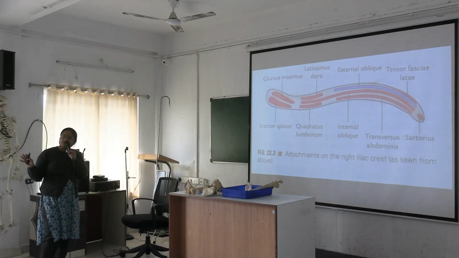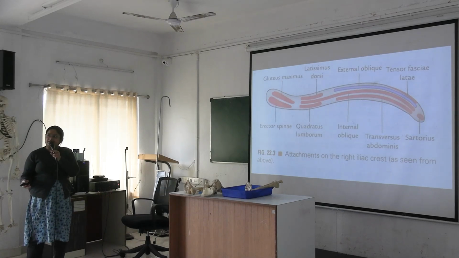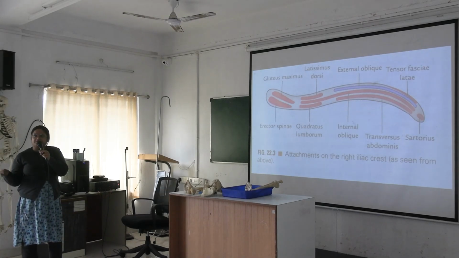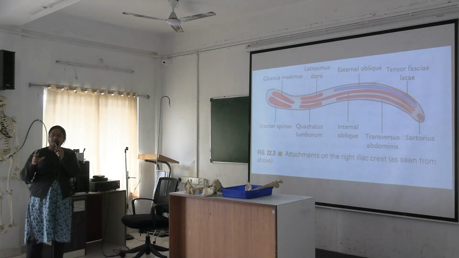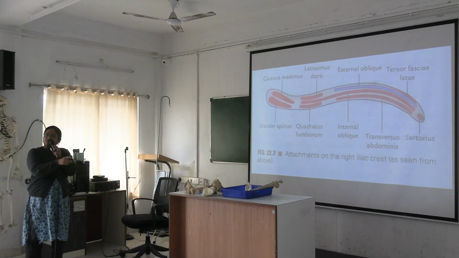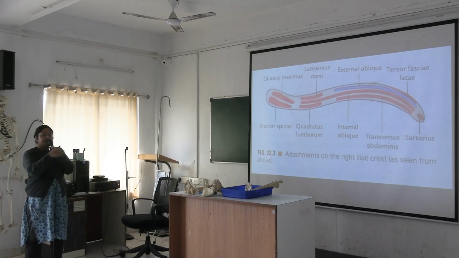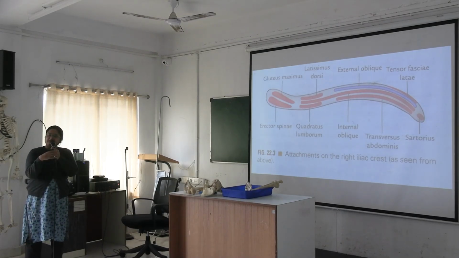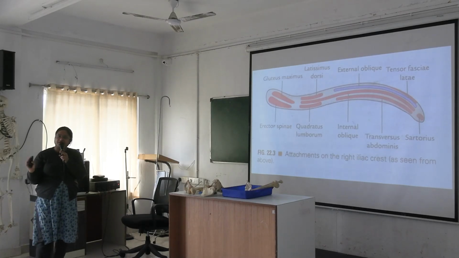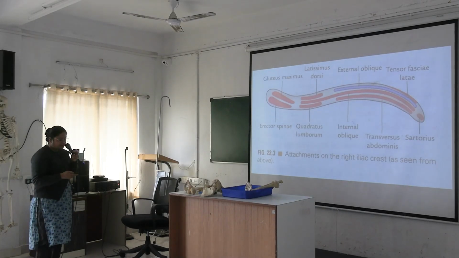So this is the attachment of the iliac crest. This is very frequently asked in your viva. Tell me the attachment of the iliac crest. You describe it as anterior 2/3 and posterior 1/3. Then anterior 2/3: outer lip, middle area, inner lip, and their muscle attachments, and the dorsal area is divided into two parts, outer part and inner part, or medial and lateral part.